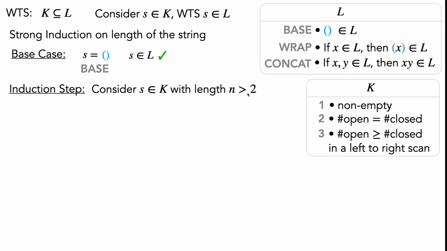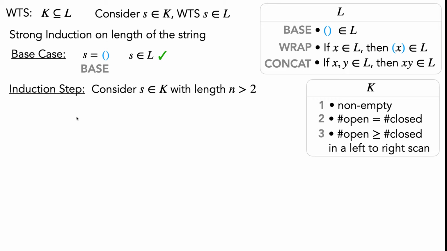What we want to do in this induction step is figure out a way to use the fact that we know S is in K, that it satisfies these three properties, and use those properties to somehow get S to look more like this so we can show that it's in L. In other words, we want to show that it satisfies one of the inductive rules now. So take a moment and think about how you might do that before we get started together.